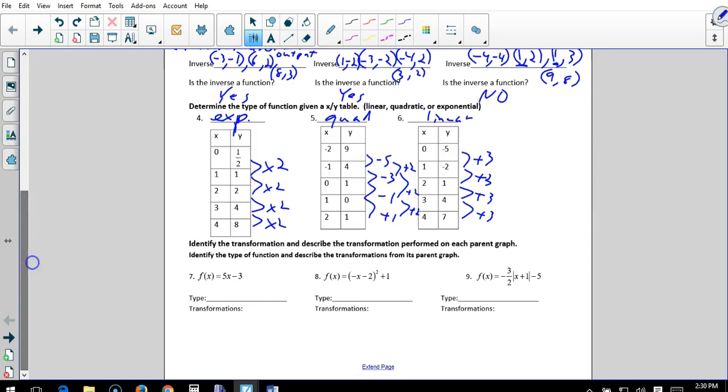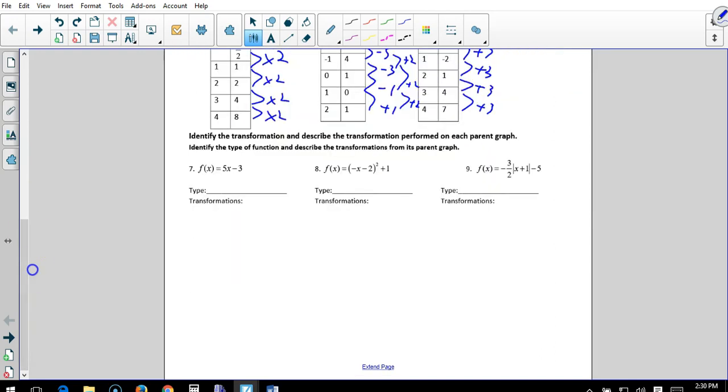Okay, number 7. Identify the transformations. Describe what is happening on each parent graph. Okay, well, first off, this is linear. And it's linear because it's to the first power. Now, what's happening? It's being moved down 3. And the 5 is making it narrower, or climbing faster, or stretched vertically, whatever works for you.